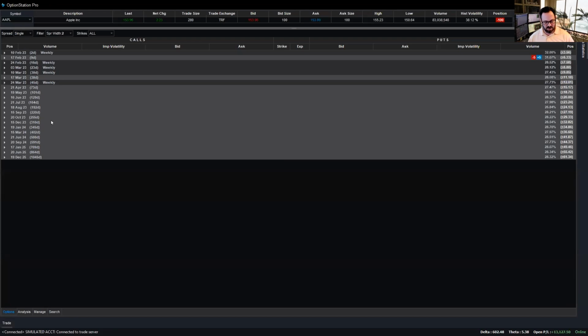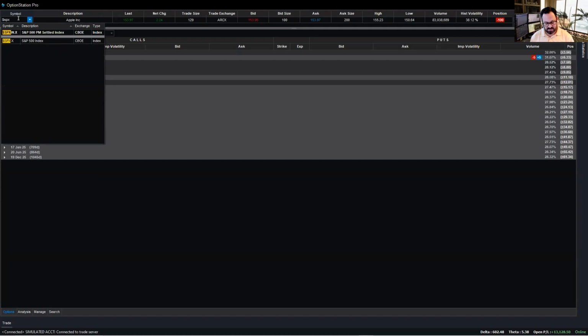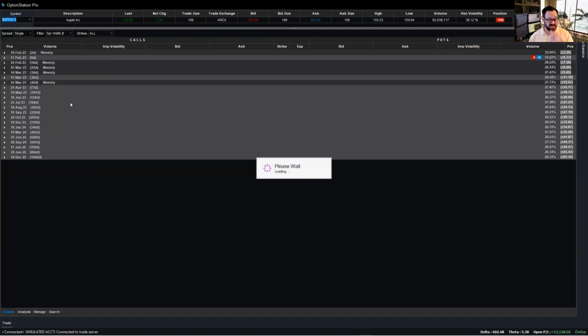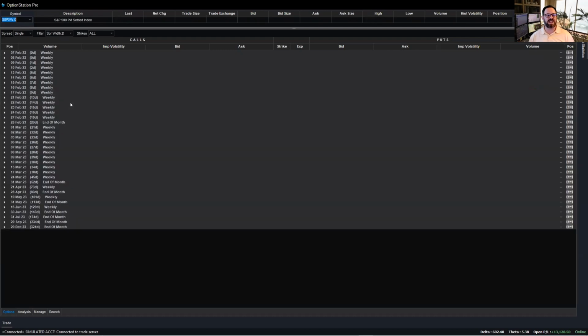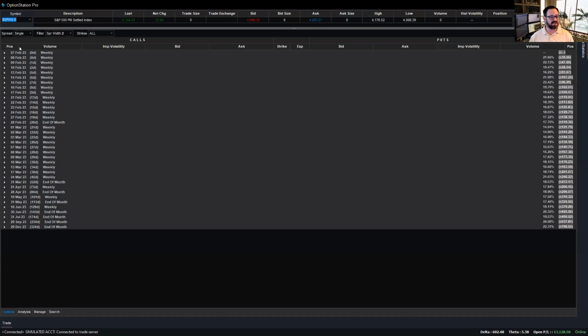Now, if we go to an index like the SPX and take a look at the option chain there, you'll see we have more choices because on some of those indexes, instead of waiting for every Friday, you actually have expirations every single day. So right there, you can see we had expirations today on the 7th. We have tomorrow, we have Thursday, Friday, next week, Monday, Tuesday, Wednesday, and so on.